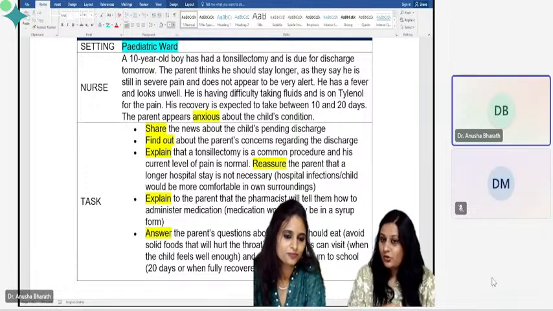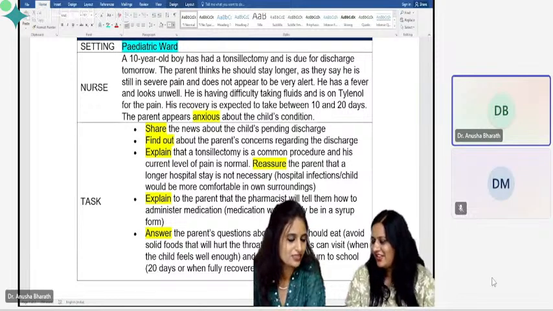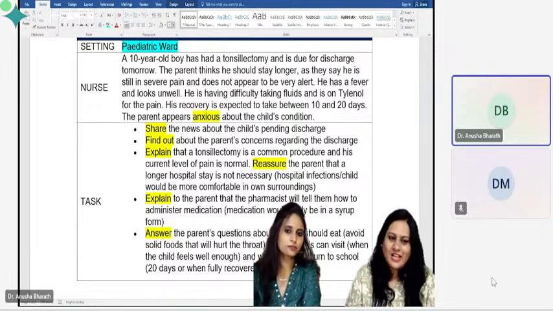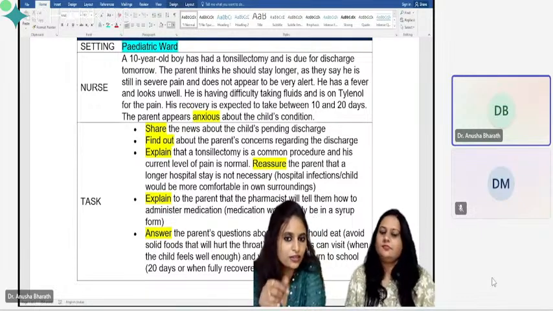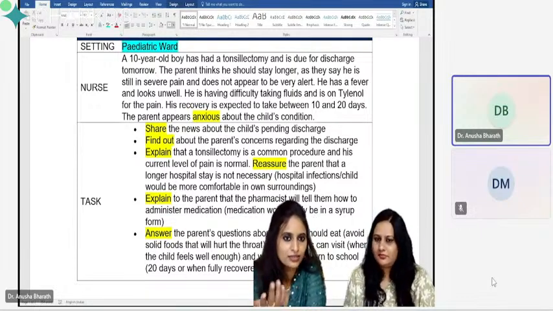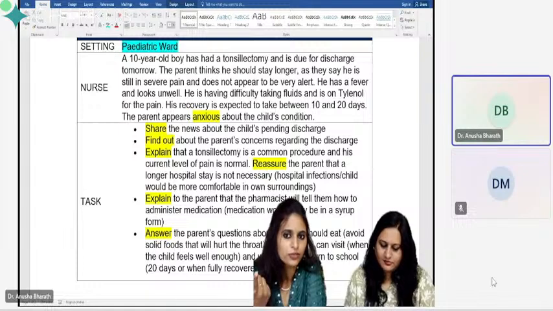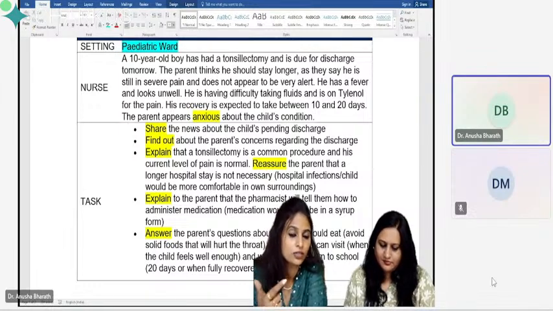And we have already told you that when it's a ward, definitely the patient will be a known patient. Yes, it is, because documentation would have been done and the patient is due for discharge in this case. So, if they are due for discharge tomorrow, it's already given that the patient has been there probably for a week or so now, because the parent thinks he should stay longer, as they say he is still in severe pain and does not appear to be very alert, right?